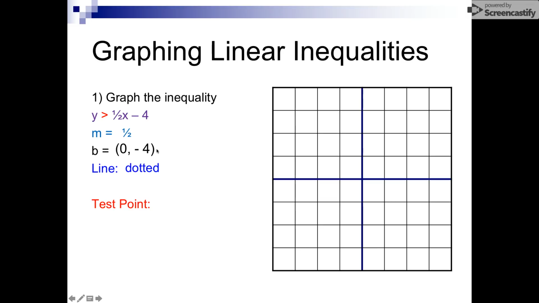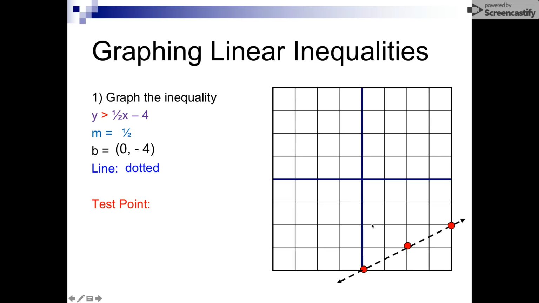So we find our b, and we plot our b at 0, -4. And then we're going to follow our slope, our m, up 1, right 2, another point, up 1, right 2, a third point. And now we've got 3 points and we can draw our dashed line.